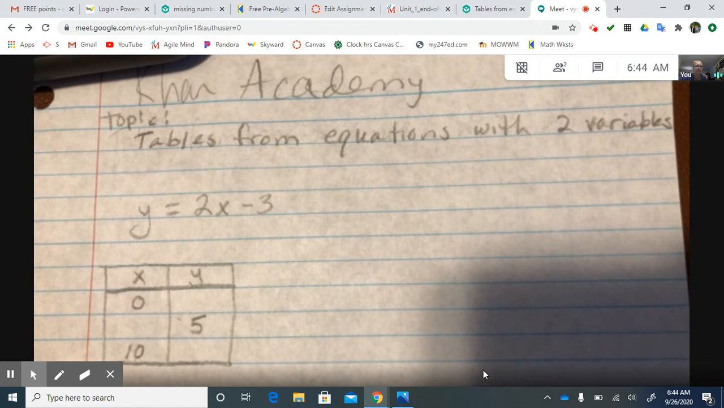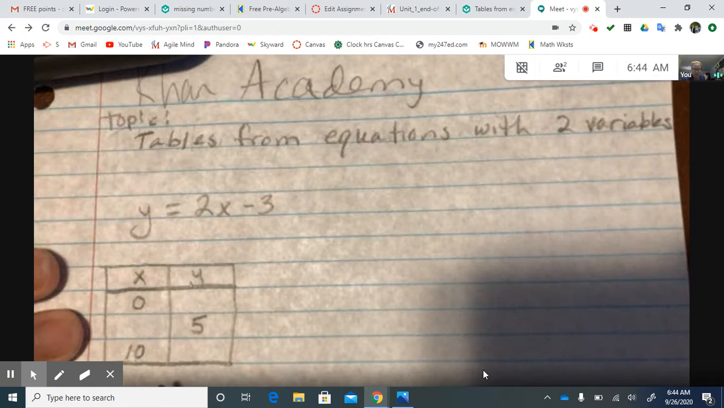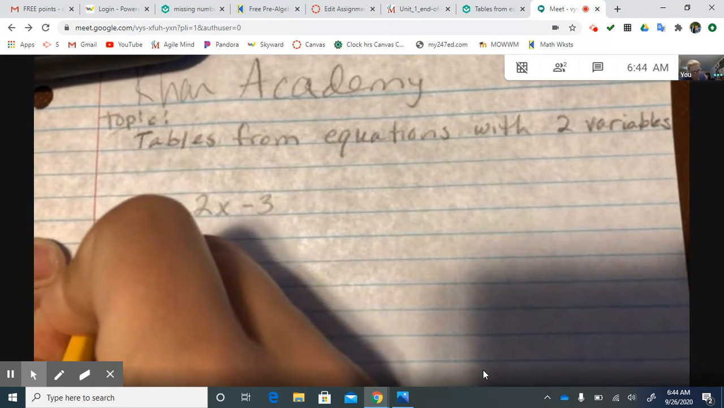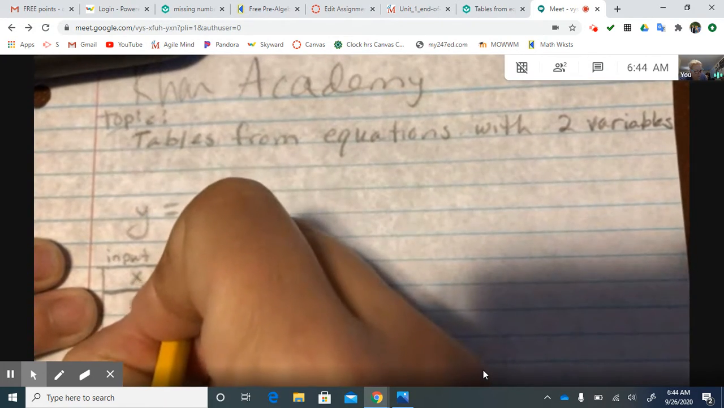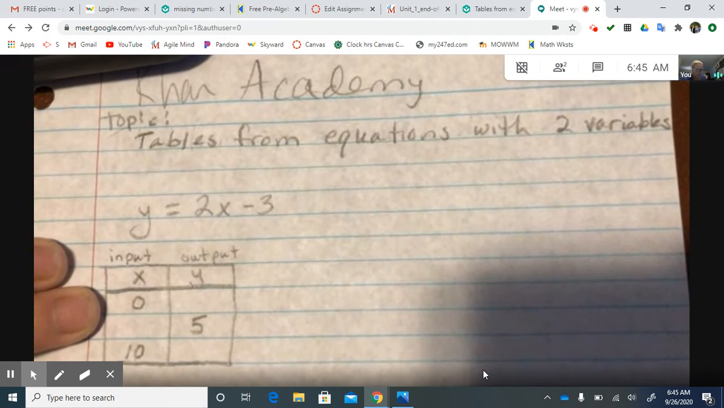We have been practicing input and output tables, and pretty soon we're going to merge into equations and tables. So this will be a good introduction for it. You should have learned by now that X is going to be our input and Y is going to be our output. And you can use either the input or the output to solve for the opposite one.